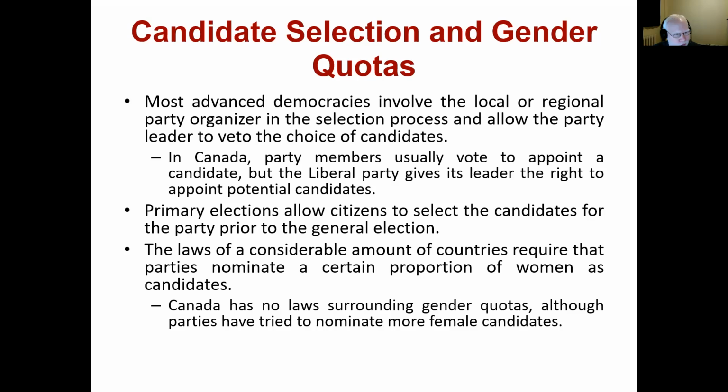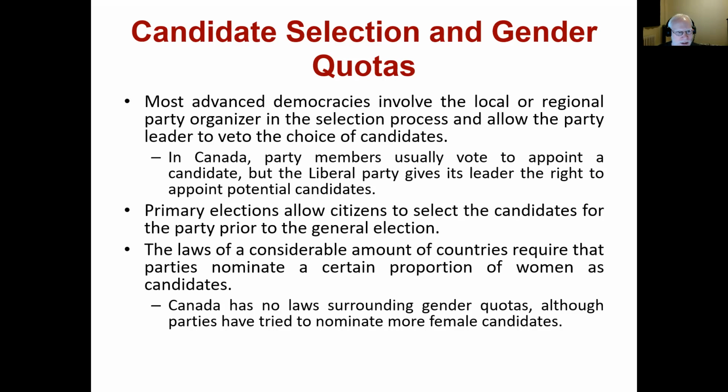How are candidates selected? Most advanced democracies involve the local or regional party organizer in the selection process and allow the party leader to veto the choice of candidate. So oftentimes it'll be local or regional party organizers. Members of a particular party within a particular region or district will choose who their party candidate will be in that particular region.